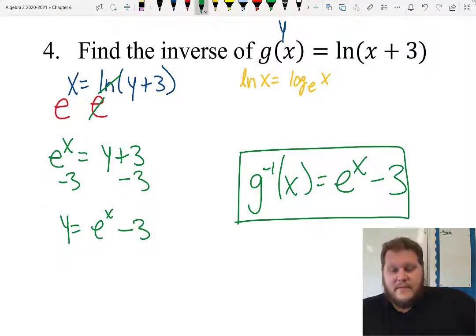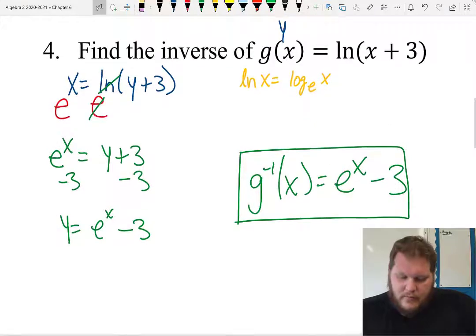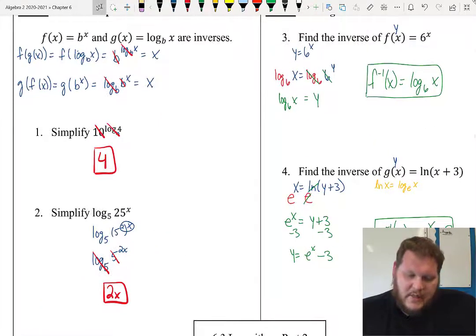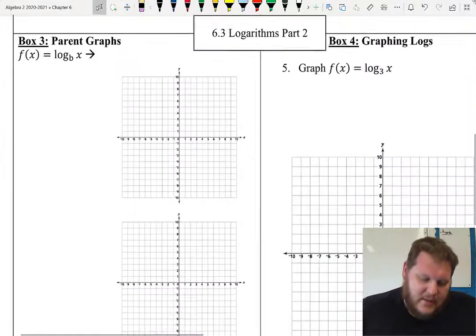And that's finding inverses. That's boxes 1 and 2. So take a quick look if you need to copy anything else down before we move on to boxes 3 and 4, which is getting into the graphing side of things. Graphing in boxes 3 and 4. All right, here we go.